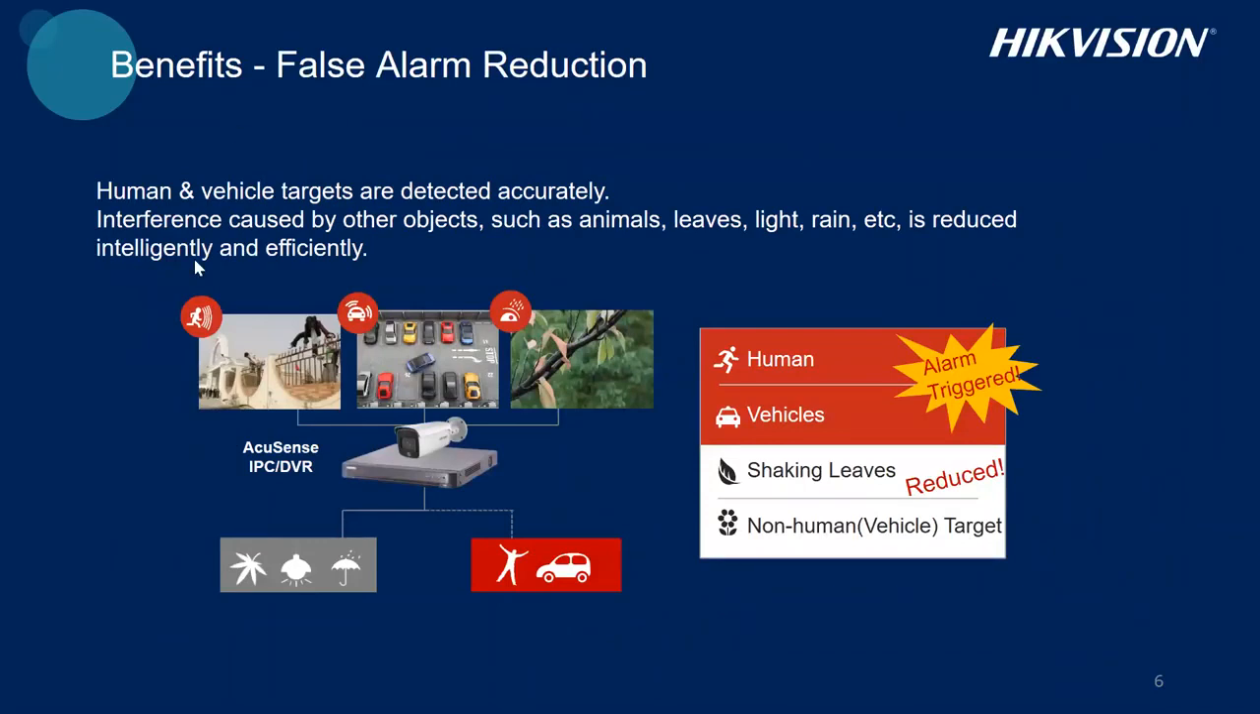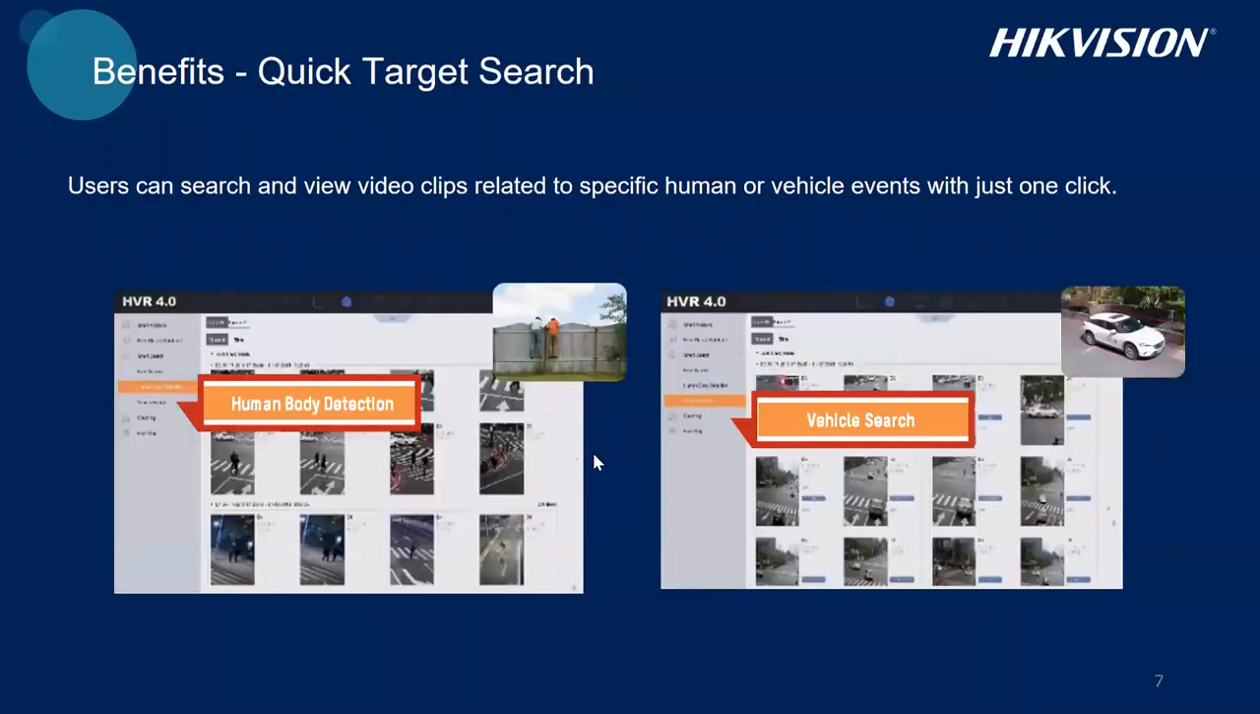So again, human and vehicle targets are detected accurately. Interference caused by other objects, such as animals, leaves, light, rain, etc., is reduced intelligently and efficiently. So you can see here, genuine alarms, such as a human or vehicle, are pushed to whatever that surveillance center or platform is, whereas the algorithm within the GPU recognizes that there are other things within the scene, but classifies them as false alarms and doesn't send them to whatever platform it's been sent to.